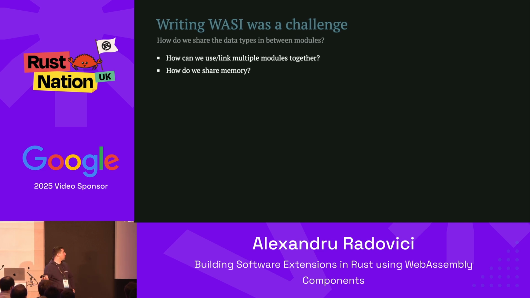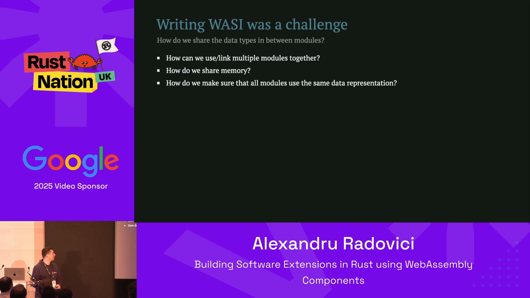So how can we link modules together? How do we share the memory? Each WebAssembly module has its own memory. If you need to share memory in between, how do you do this? If one of the modules modifies the memory in a bad way, the other one crashes. So this is bad.